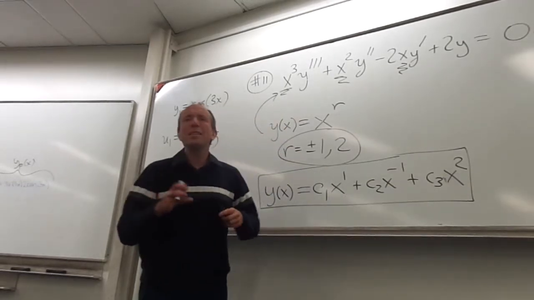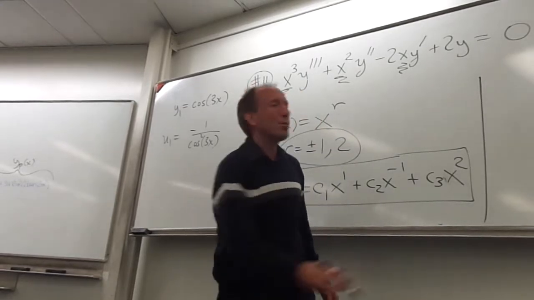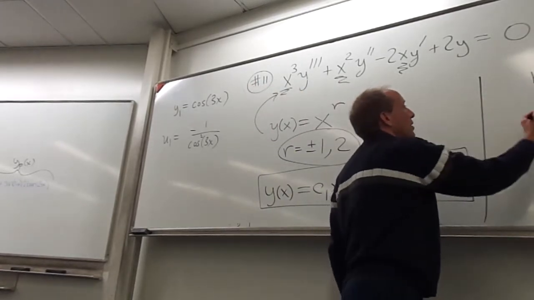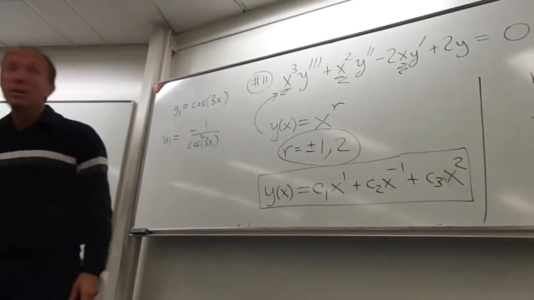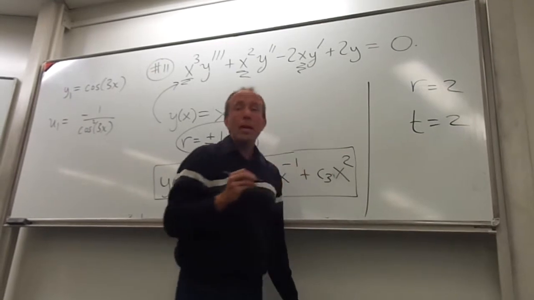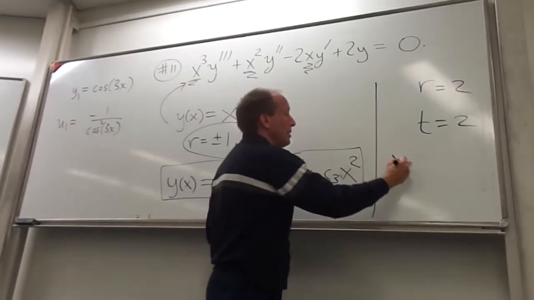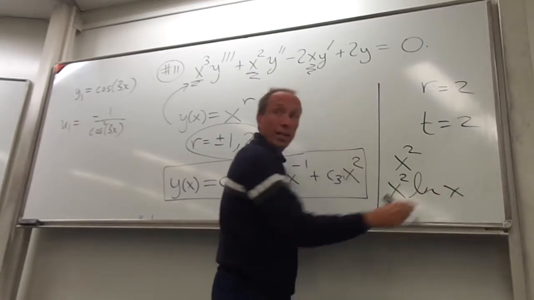On last night's exam, I don't even remember the differential equation, but there were 2 solutions. There was the first part where I asked you to find an r value, and then the second part I asked you to find a t value. And they were both, as it turned out, 2. And so you had basically 2 solutions. In the second case, there was a natural log in it.